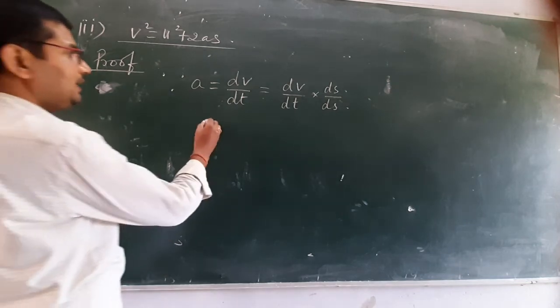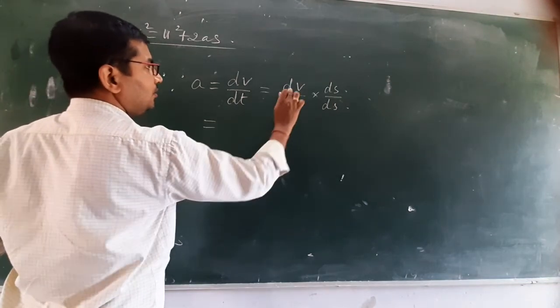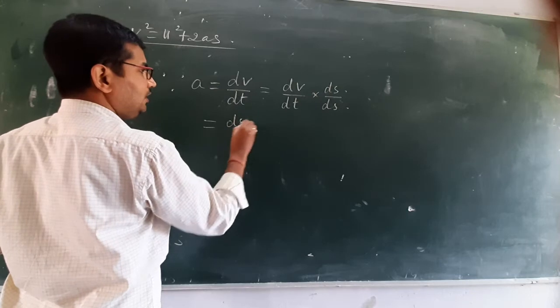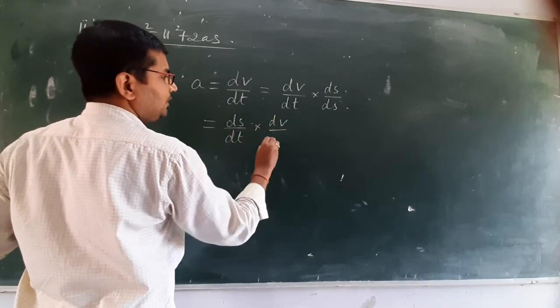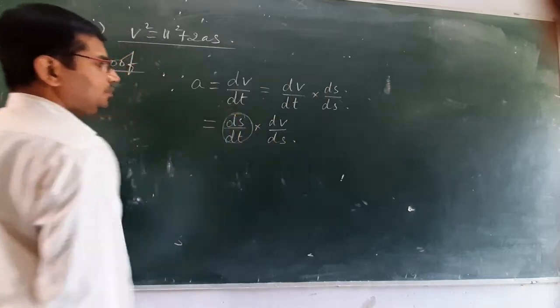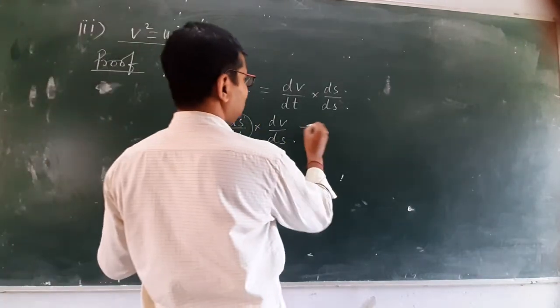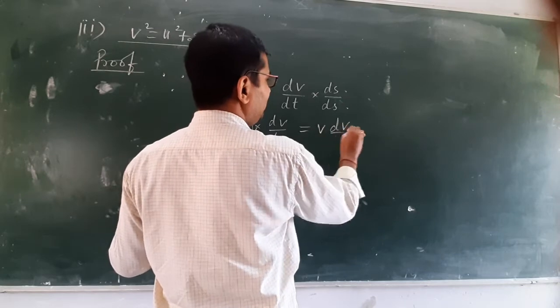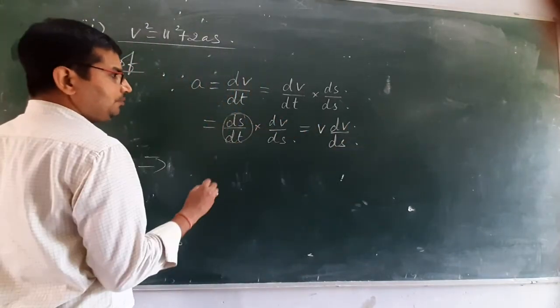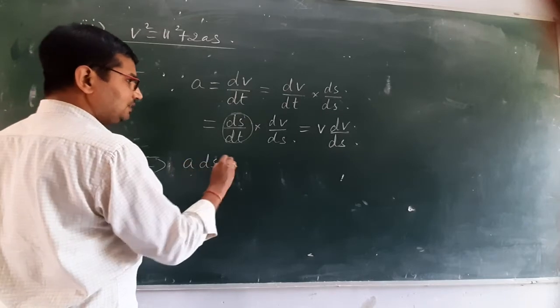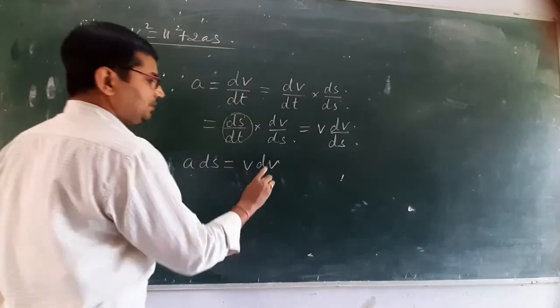This can be rewritten by interchanging as ds upon dt into dv upon ds. What is the value of ds upon dt? This is actually v, so a is equal to v dv upon ds, means a ds is equal to v dv.